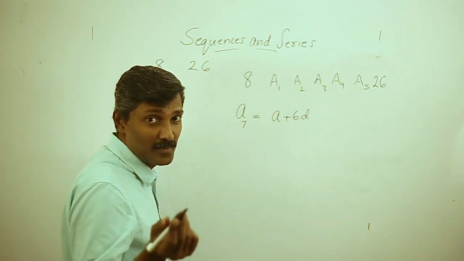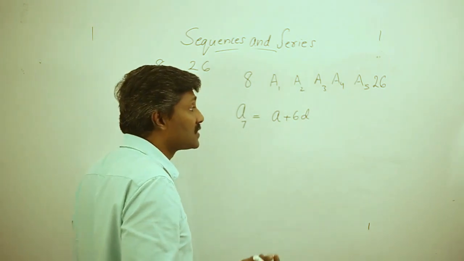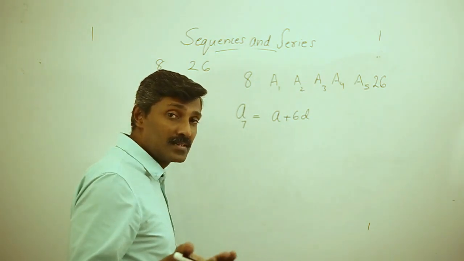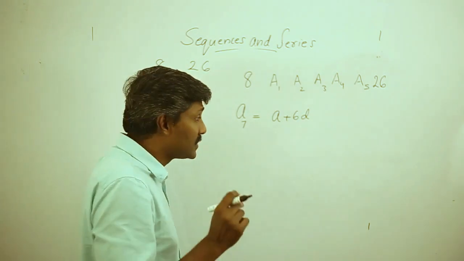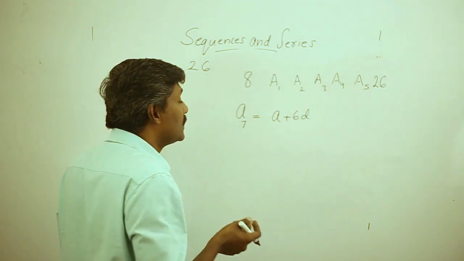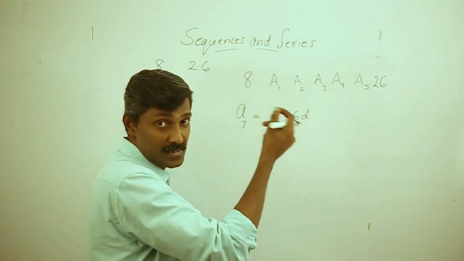What is the 10th term? It is A plus 9D. What is the 14th term? It is A plus 13D. What is the 47th term? It is A plus 46D. Just subtract one from the number, and it is easy to find out the nth term. So A7 means it is A plus 6D.